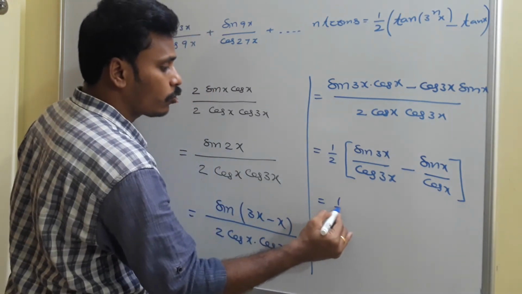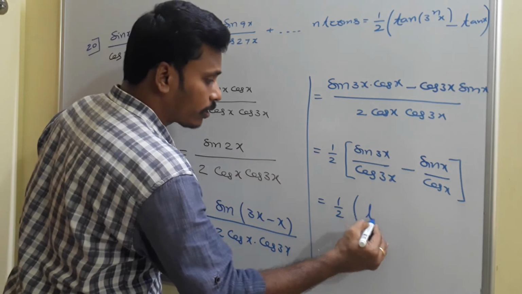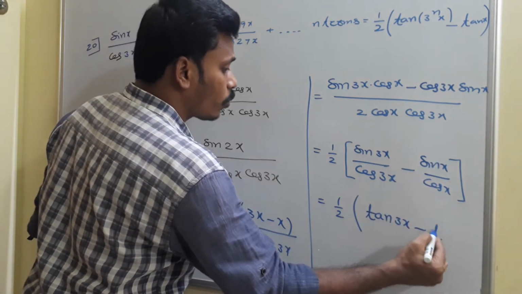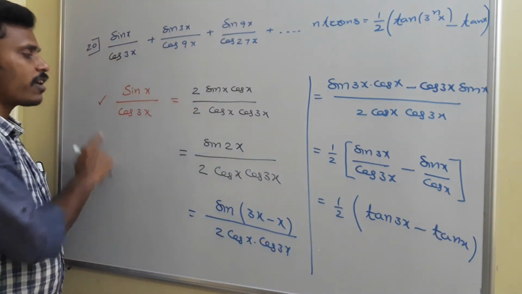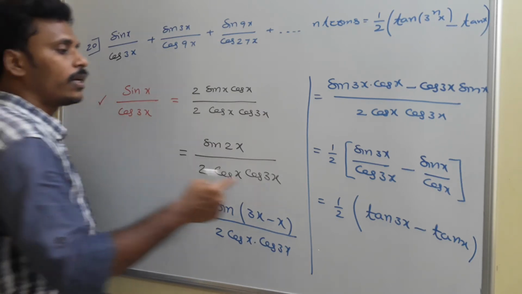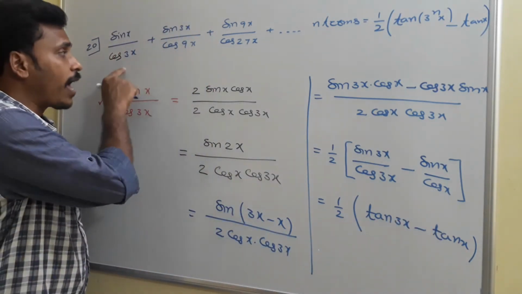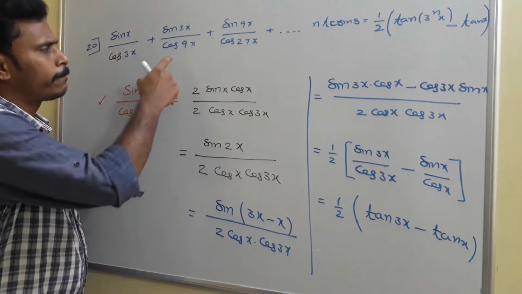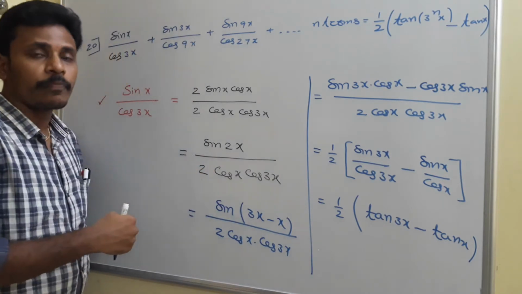And this is equal to half of sin 3x by cos 3x, which is what? Tan 3x. And sin x by cos x is what? Tan x. So if you have just the first term, the denominator is only up to 3. With one term, it is tan 3^1 x minus tan x. If you have two terms, the result may be tan 3 square x minus tan x. I will discuss again.